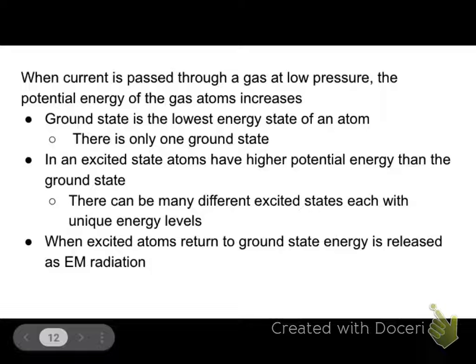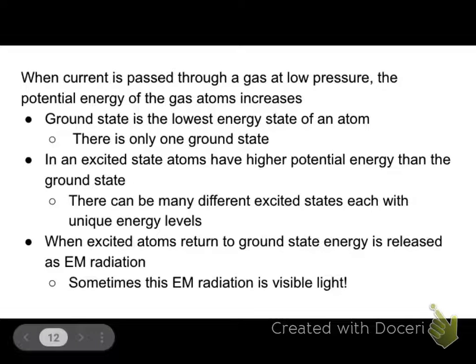When atoms return back down to their ground state, so when you stop giving them energy and they return back down to their ground state, they release that energy, and they release it as electromagnetic radiation. Sometimes that electromagnetic radiation is at the right wavelengths to be visible light. And so in that case, we would see the light. You guys saw this 2 days ago when we did our flame tests. So what you did was you excited those atoms, and then they emitted a specific color of light.